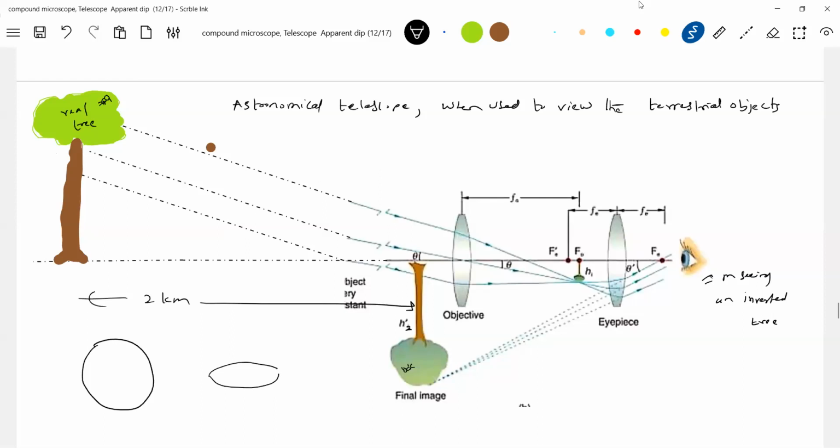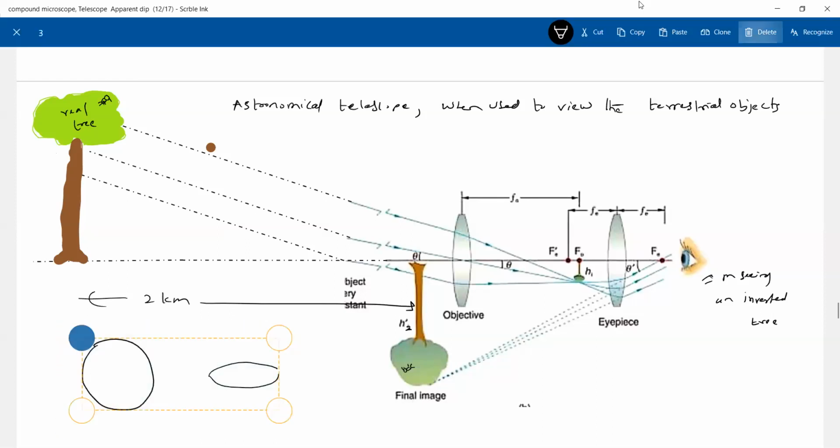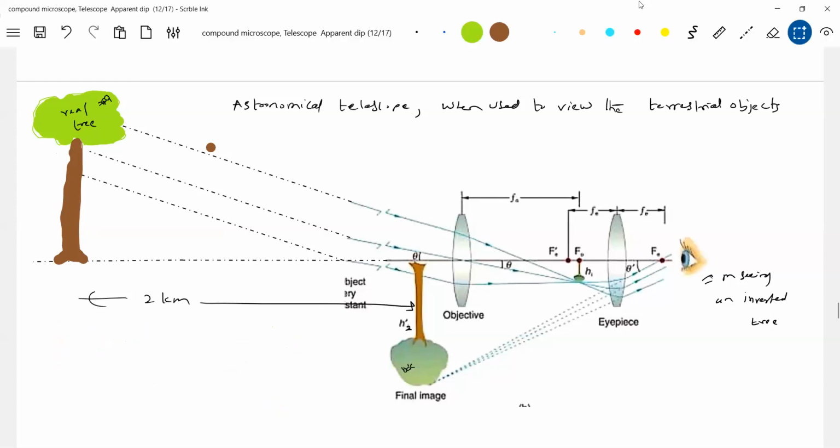Whatever you do with the telescope, you rotate it, whatever you do, the image will be like this only. So there's no question of doing anything to the telescope here. Can we ask the tree to get inverted so that we can see an erect tree? Can you change the ground? No, nothing is possible. So the final image will be inverted. I'm seeing an inverted tree. This is what happens with the astronomical telescope.